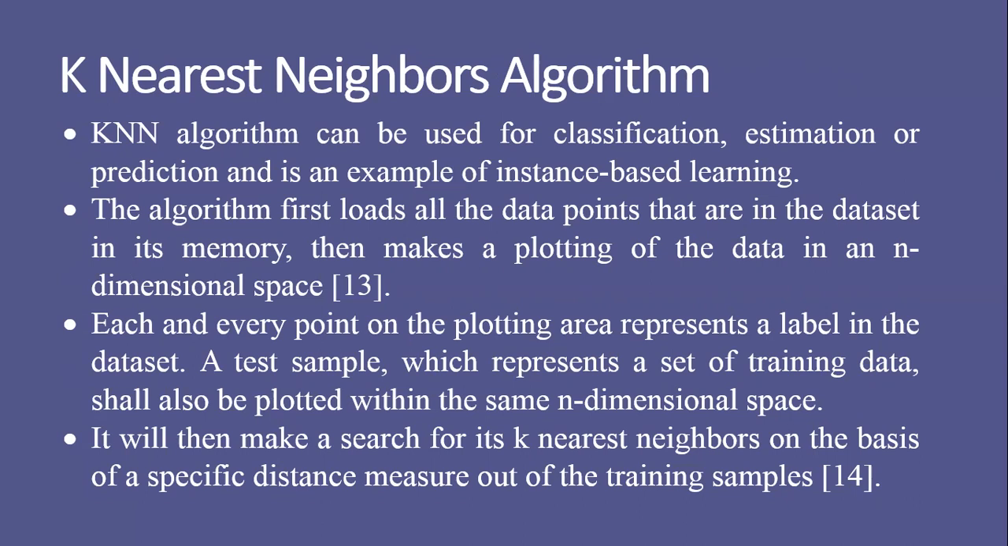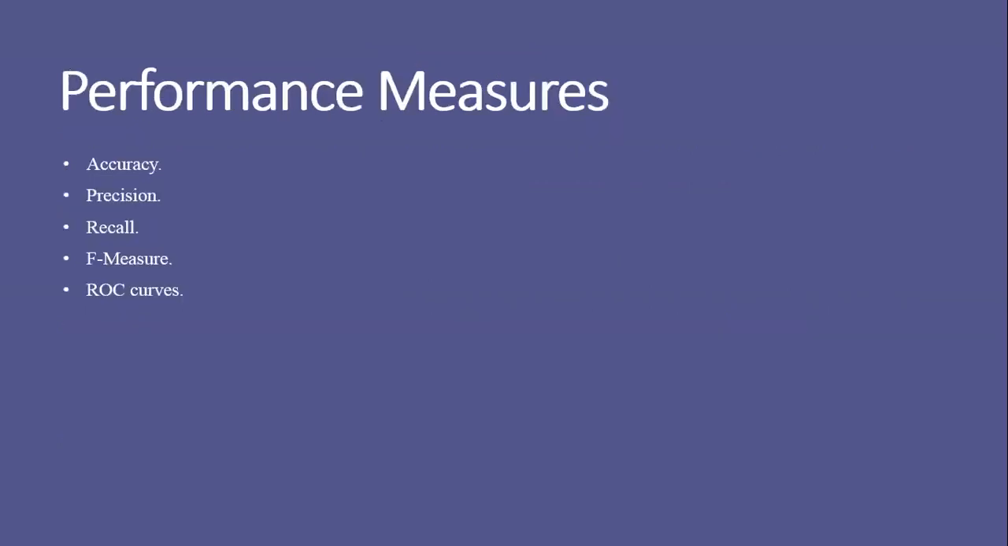Each and every point on the plotting area represents a label in the dataset. A test sample, which represents a set of training data, shall also be plotted within the same n-dimensional space. It will then search for its k-nearest neighbors on the basis of a specific distance measure out of the training samples. Some of the performance measures used in checking the performance of this algorithm include accuracy, precision, recall, F measure, and also receiver operating curves.